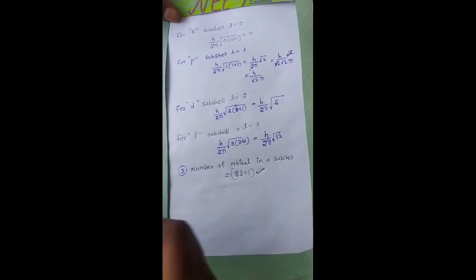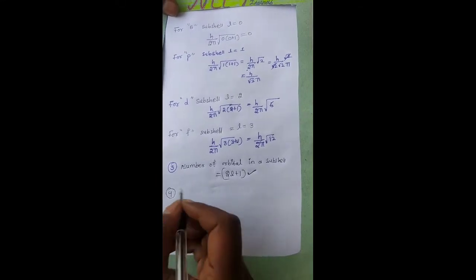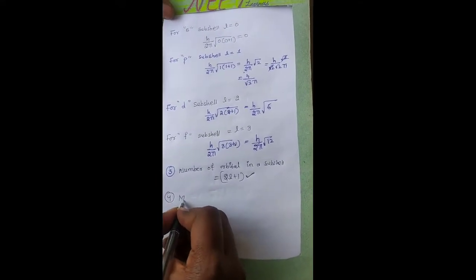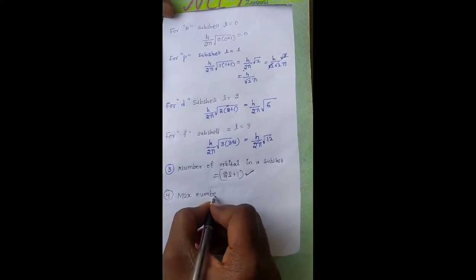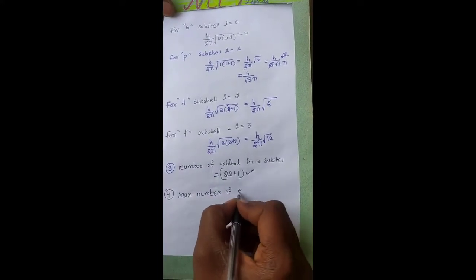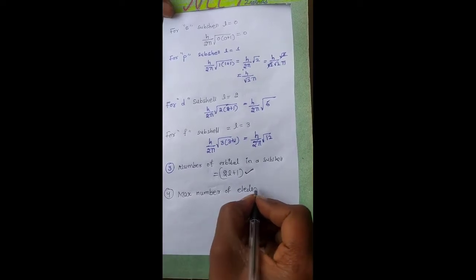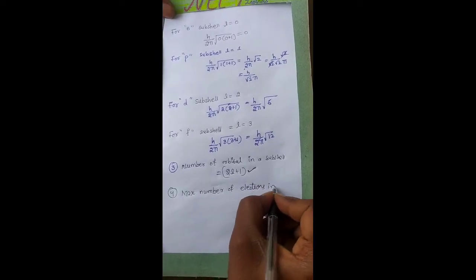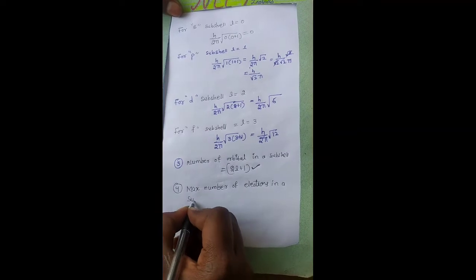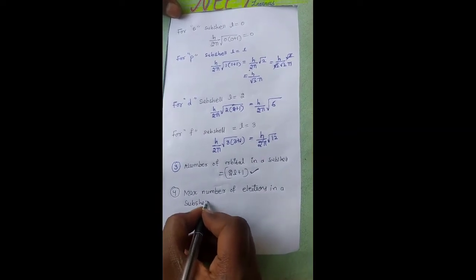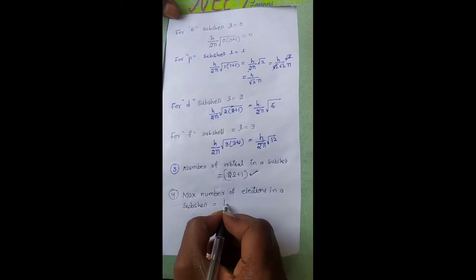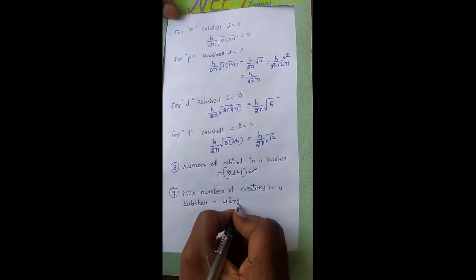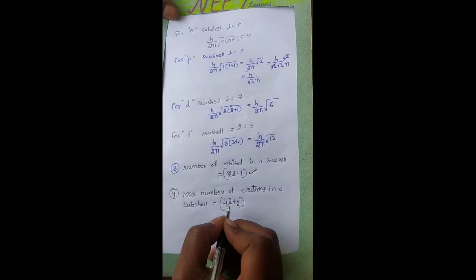And the next one, the fourth one. What is the maximum number of electrons? If you want to know the maximum number of electrons in a subshell, then the formula is directly 4L plus 2. Remember this, students, 4L plus 2.